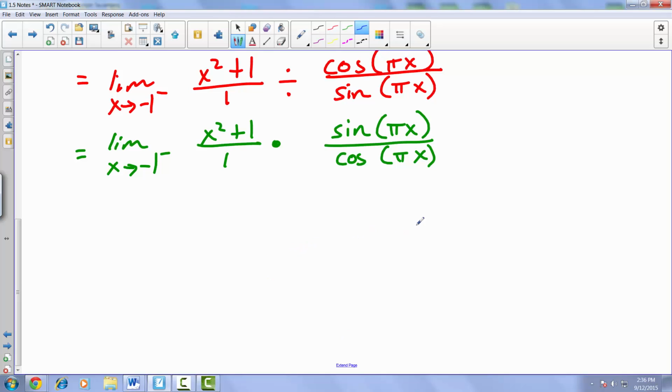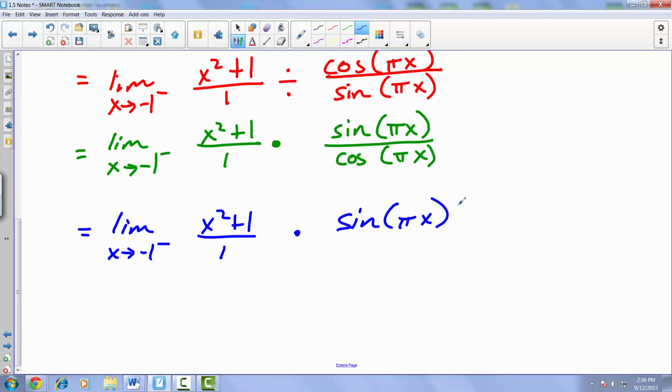And now we can even break this up some more. So we have the limit as x approaches -1 from the left of x squared plus 1. If you want, you could do it divided by 1. You really don't have to, but I was just showing because it was originally a fraction. We're going to break up this one, though, where we have the sine of pi x times 1 over the cosine of pi x. And pretty much just look at these limits now individually.